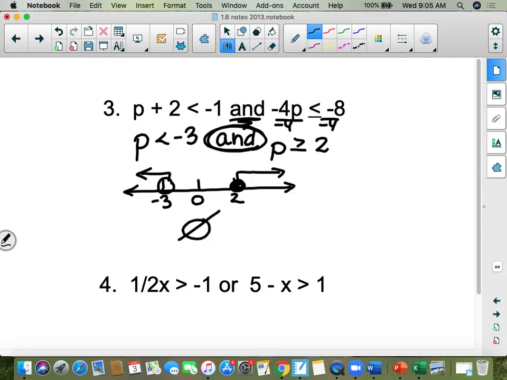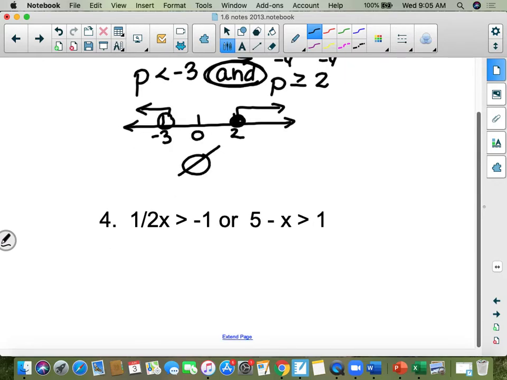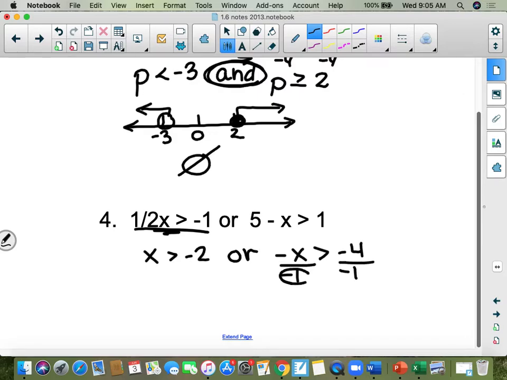So you have to watch out for these on the worksheet. The last one, I'm going to multiply both sides by 2. I get x is greater than a negative 2. Or I'm going to subtract 5, which gives me a negative x is greater than a negative 4. I have to divide by a negative 1. Since I divided by a negative 1, I have to switch my sign to a less than, positive 4.